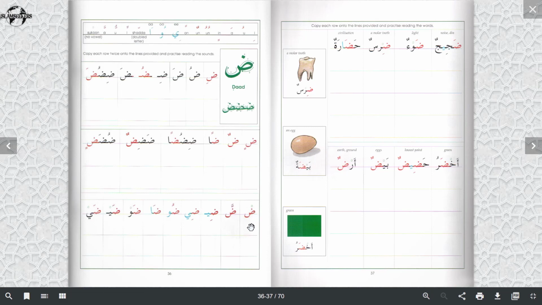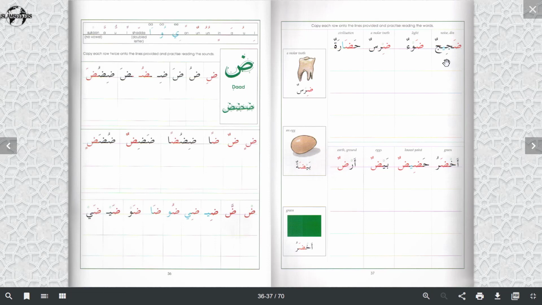Line 3. Dha, dha. Dhi, dhu. Page 37. Listen carefully and repeat. Line 1. A noise or a din.